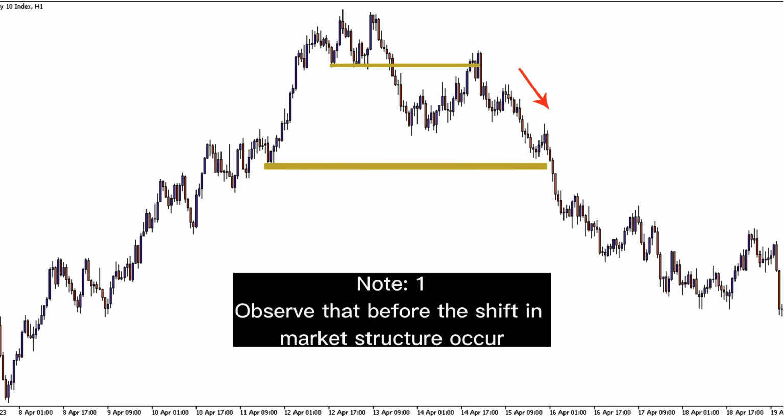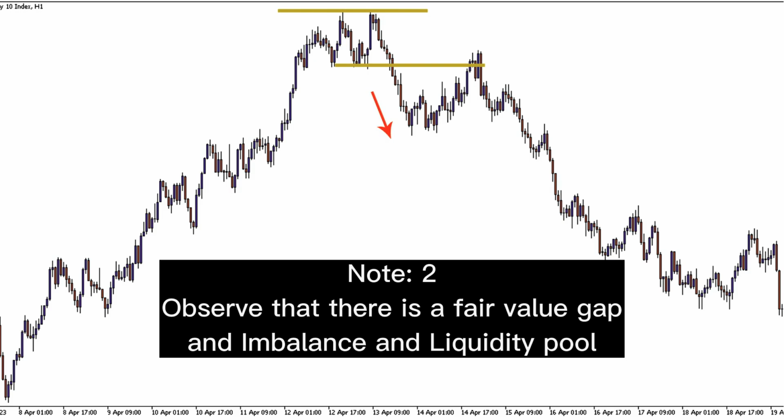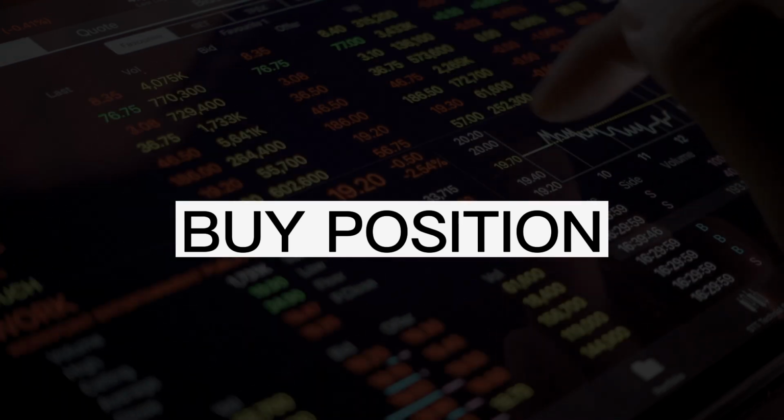Note 1. Observe that before the shift in market structure occurs, there is the formation of equal highs at the top. 2. Observe that there is a fair value gap, an imbalance, and liquidity pool at the bottom. This is the reason we believed that the price would continue lower. The reverse will be the case for a buy position.